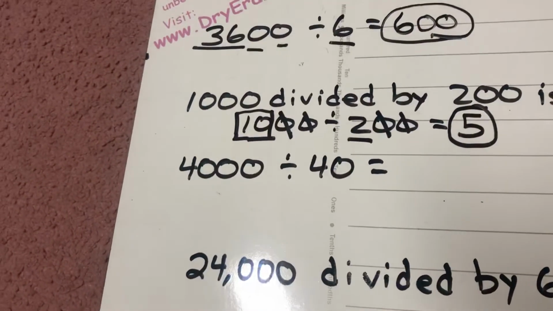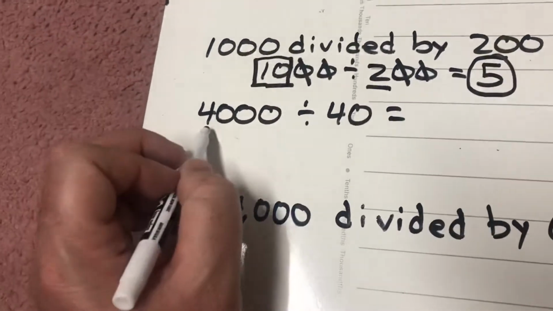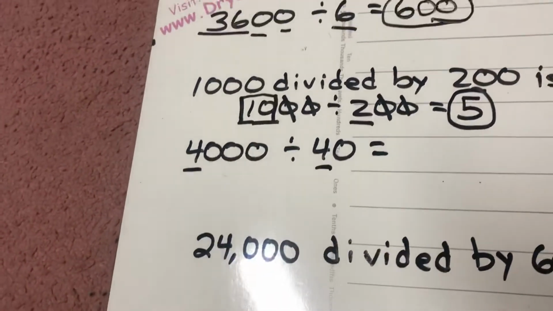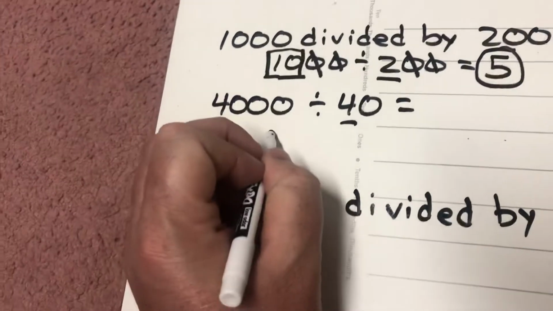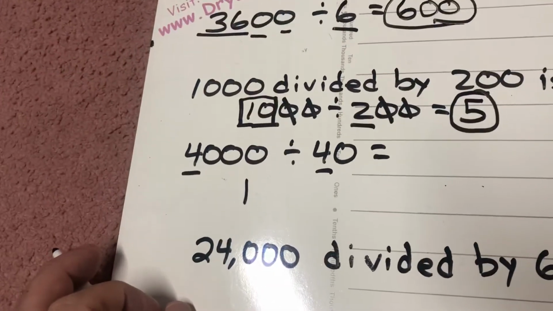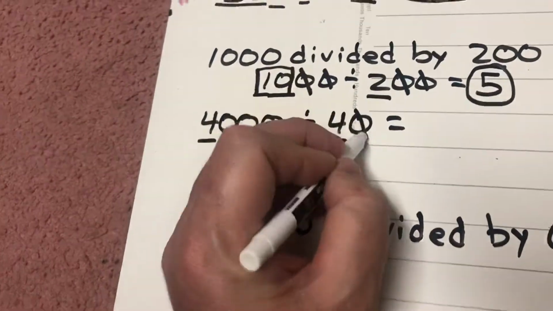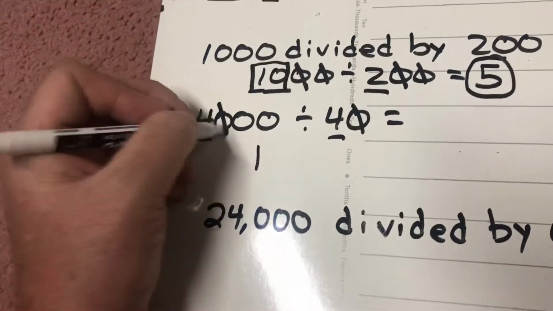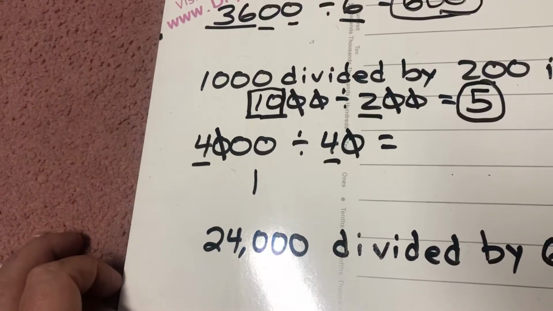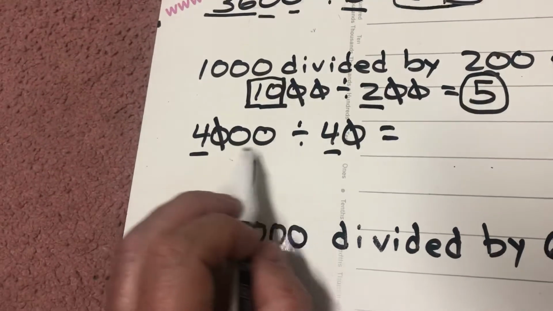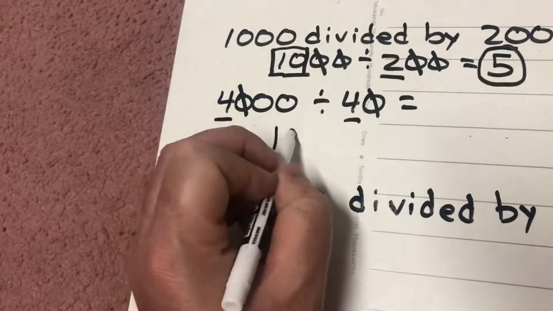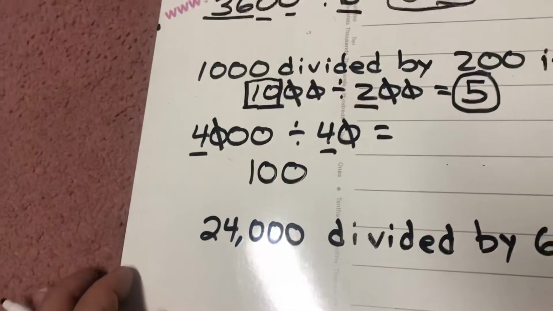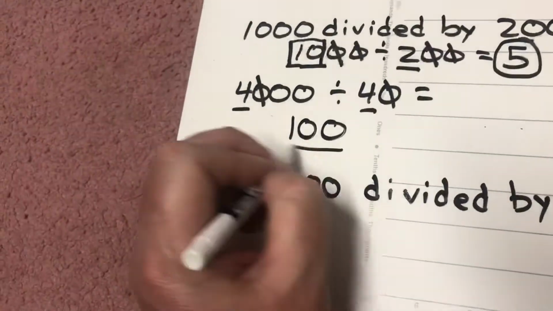4,000 divided by 40. Well, the first thing I'm going to think about is 4 divided by 4. Well, 4 divided by 4 is 1. I see that I have 1 0 here to cross off, so I have 1 0 there that I need to cross off. That leaves me with 2 zeros left. I end up with 100 as a final answer.